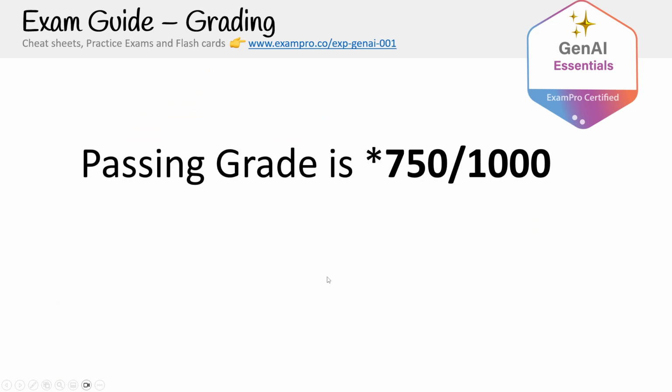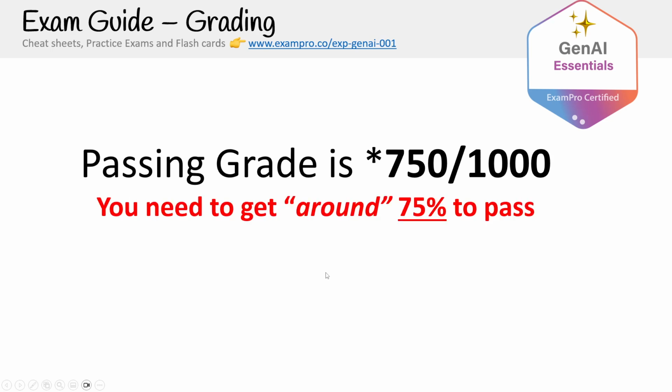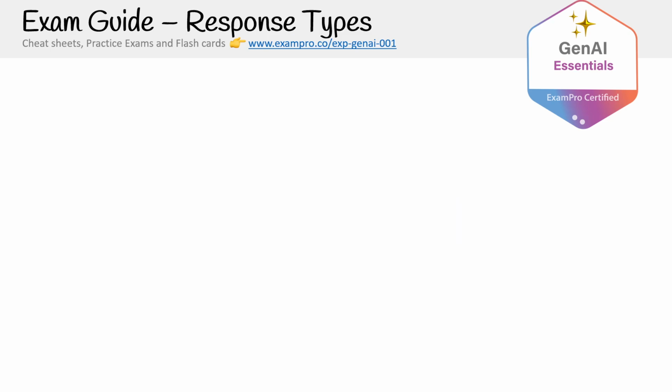For grading, the passing score is above 750 points. So you need around 75% to pass. You can fail by getting exactly 75%. It just depends on how many questions there are, because they don't always split perfectly. And so you always want to aim above that score, okay?